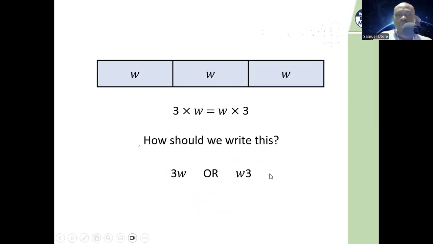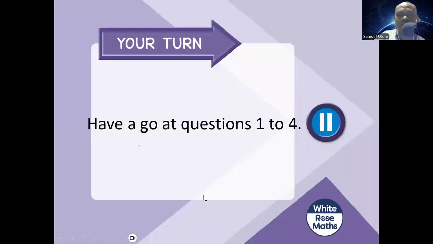Okay? So we should actually write it as this, 3W. So far what we've learned is you can add quantities together. For example, W plus W plus W. That will be 3W, or 3 times W, or W times 3. A proper way to write it is 3W.